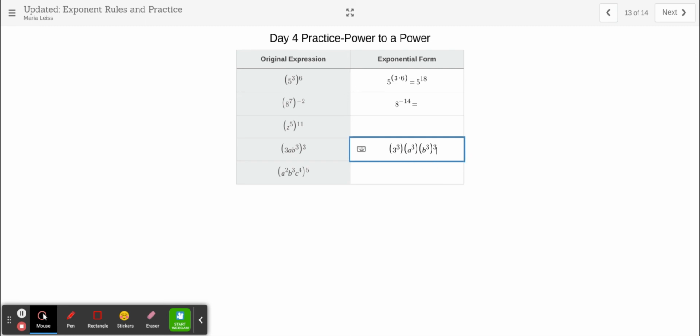So here's what I end up with. 3 to the 3rd power means 3 times 3 times 3, which is the same thing as 27. A to the 3rd power looks just like that. B to the 3rd power raised to the 3rd power, keep the base the same. Multiply the exponents. That's it. Same thing for this. Base the same, A, multiply the exponents. 2 times 5 is 10. Base the same B, 3 times 5. Base the same C, 4 times 5.